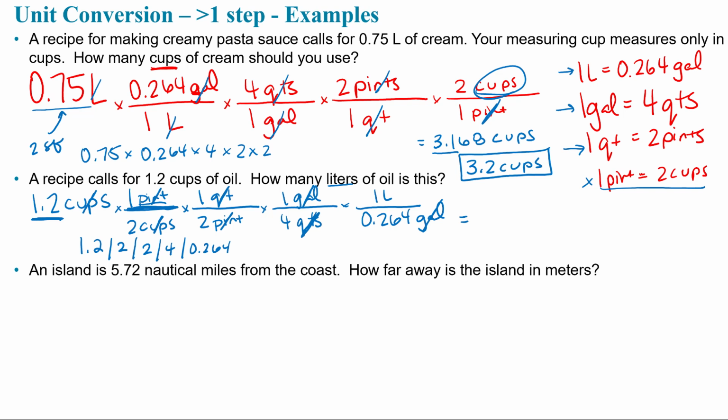And so this is going to be 0.284 liters, or 0.28 liters, rounded to 2 sig figs because this has 2 sig figs.